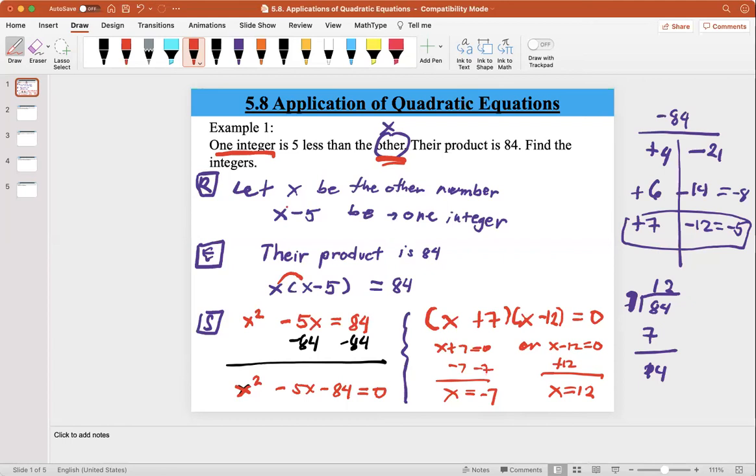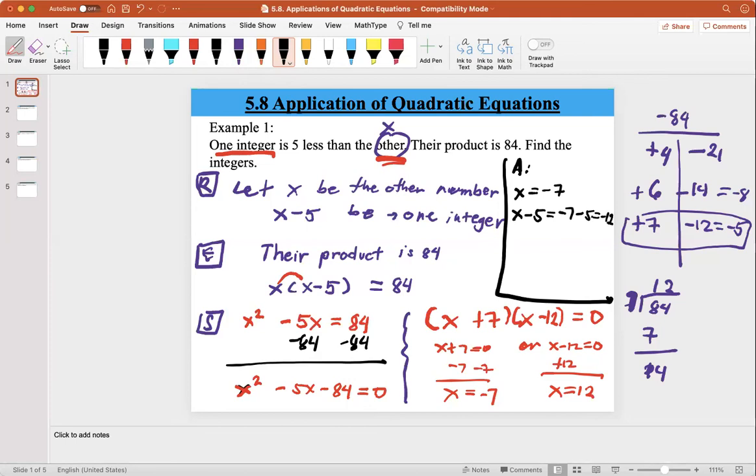Now, where is our x minus 5? We need to find this because we are required to find two numbers. So that means there are two sets of answers here. And let us write our answer here. So when x is equal to negative 7, what is x minus 5? We have negative 7 minus 5. We have negative 12.